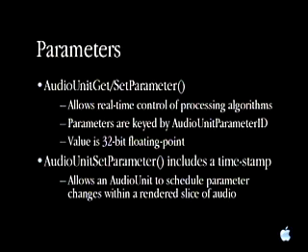Parameters are less for configuring attributes of audio units and more for changing real-time control points. And we have the AudioUnitGetParameter and AudioUnitSetParameter functions for this. It allows real-time control of processing algorithms. The parameters are identified with AudioUnitParameterID, and the value is a 32-bit floating point number. And these parameters are very similar to MIDI continuous controllers, but they're much more resolute. They're 32-bit floating point numbers, as I pointed out, and it's much, much higher resolution than a 7-bit MIDI value.